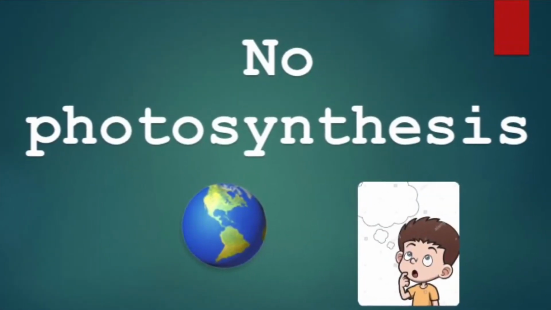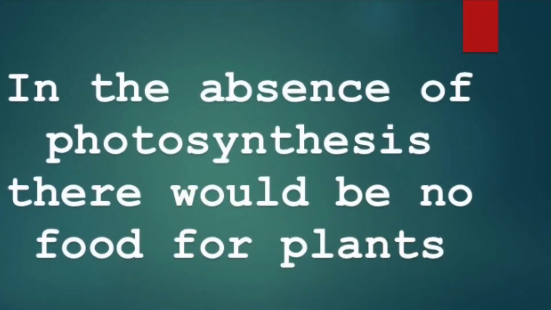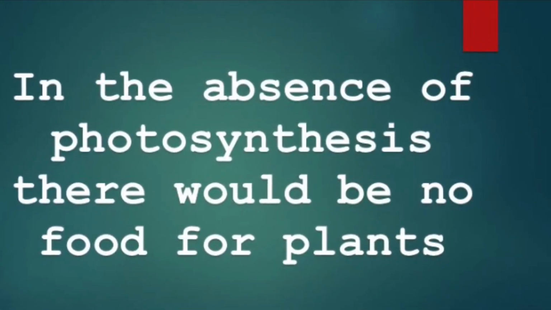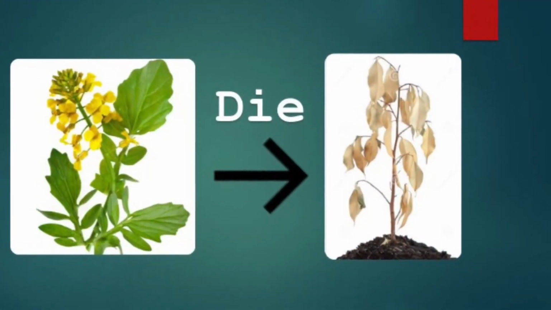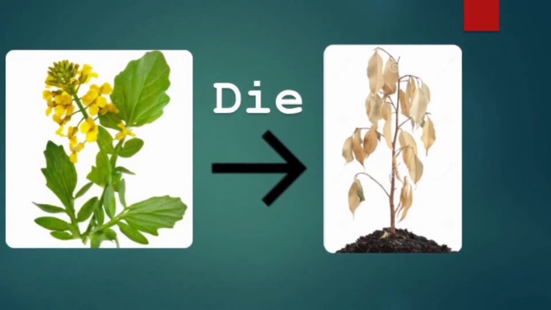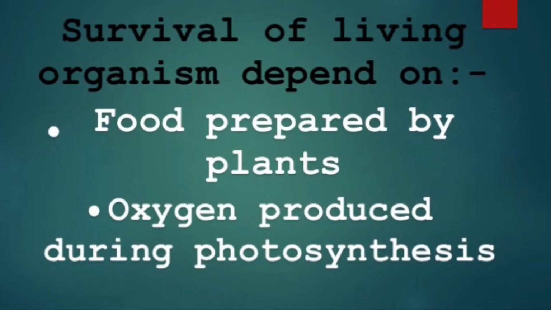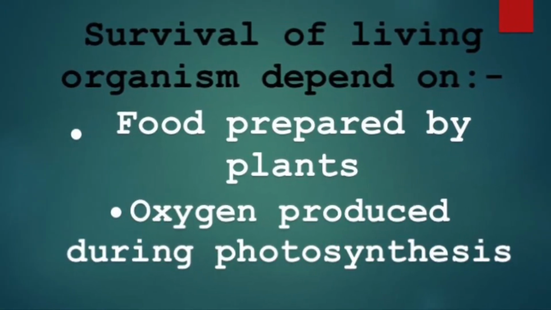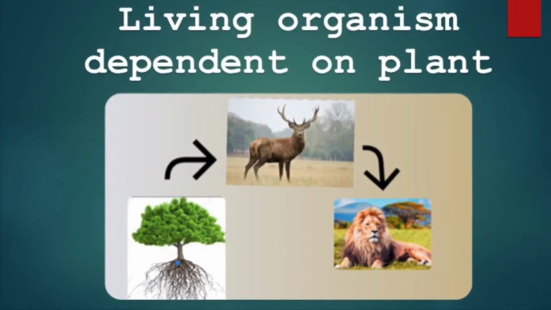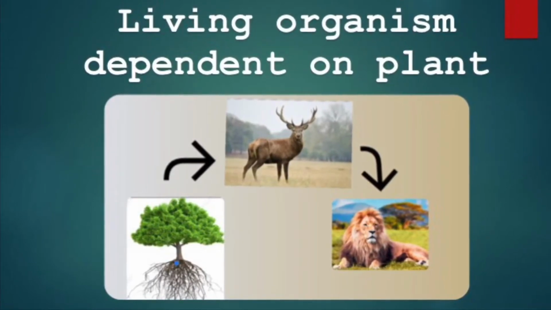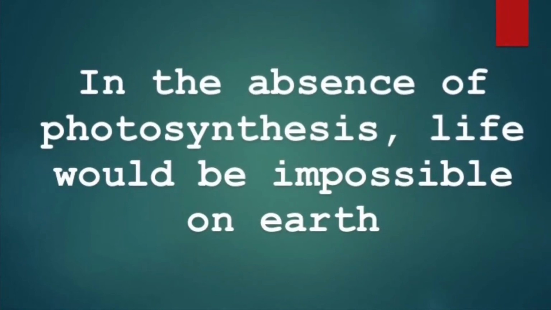Can you imagine Earth in the absence of photosynthesis? In the absence of photosynthesis, there would be no food for plants and the plants would eventually die. Survival of almost all living organisms directly or indirectly depends on the food made by plants and the oxygen released during photosynthesis. Therefore, in the absence of photosynthesis, life would be impossible on Earth.